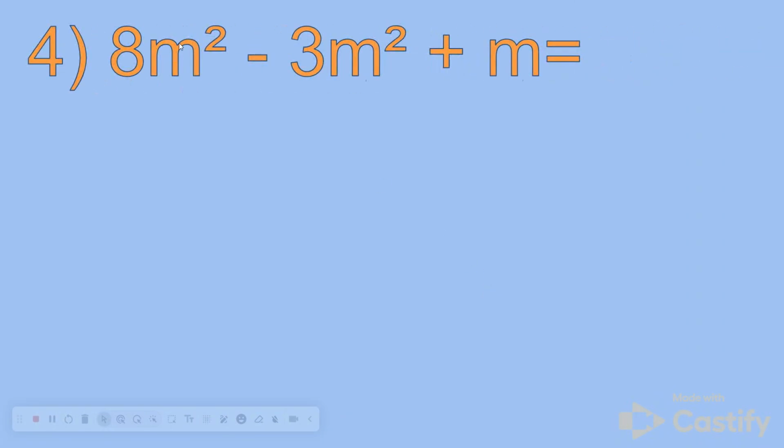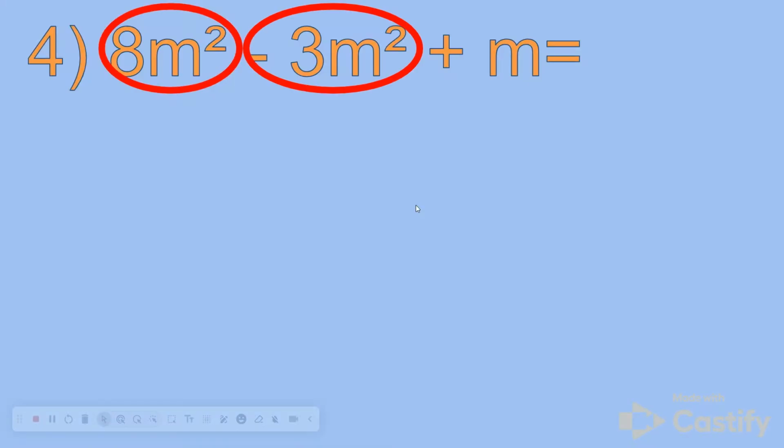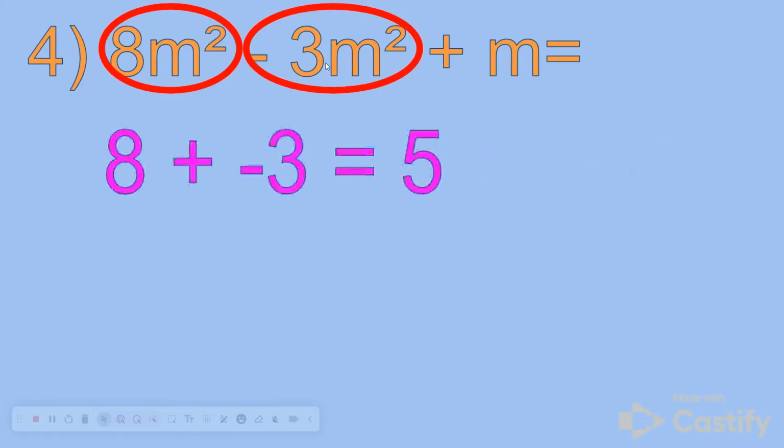Okay, next one, we've got an 8m squared and a minus 3m squared and a plus m. So I look for my like terms. My variables and exponents that are the same are these m squareds. M squared goes with m squared, but it doesn't go with m to the first power. So all we're going to do on this example is put our m squareds together. So 8m squared, negative 3m squared, or 8 plus negative 3 is 5. Or 8 minus 3 is 5. That means we have 5m squared when we simplify.